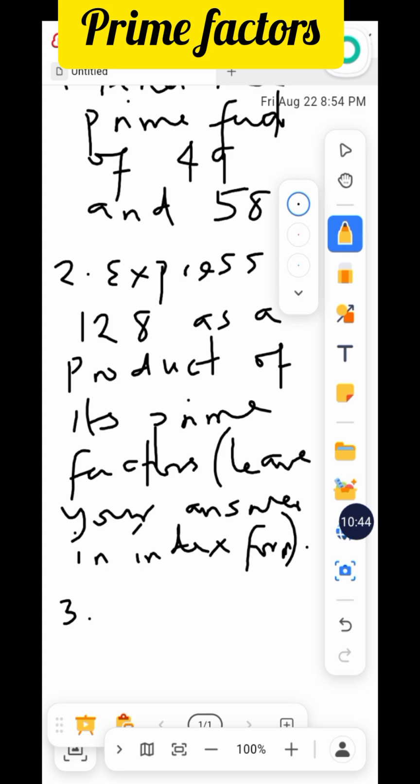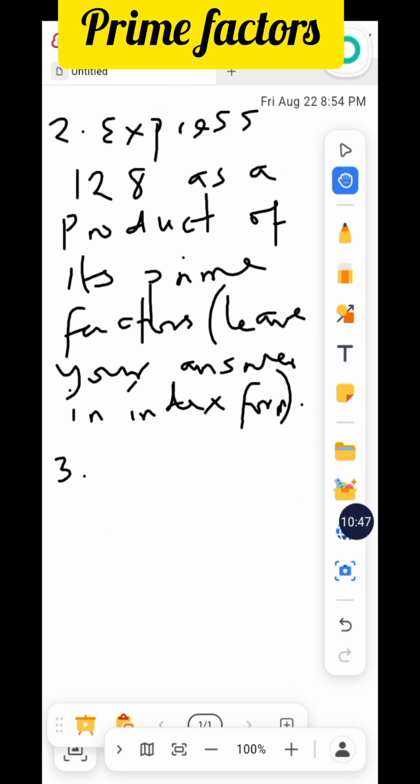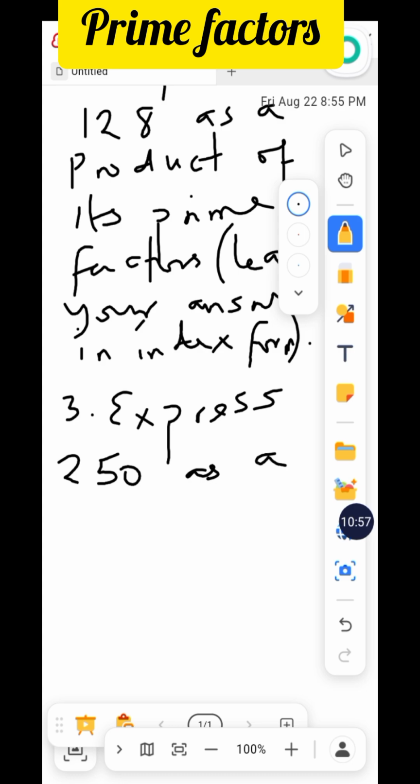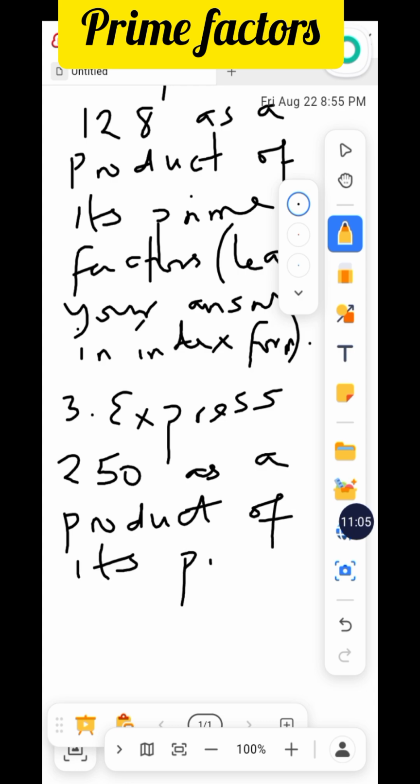Okay, then the next one, number 3: express 250 as a product of its prime factors. Okay, so try to do this and submit your answer.